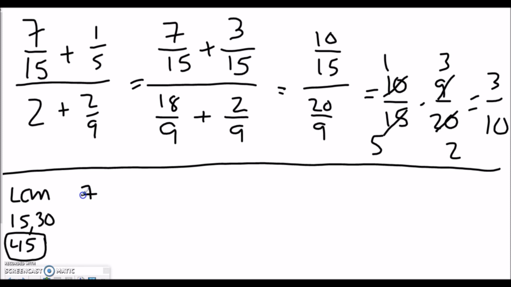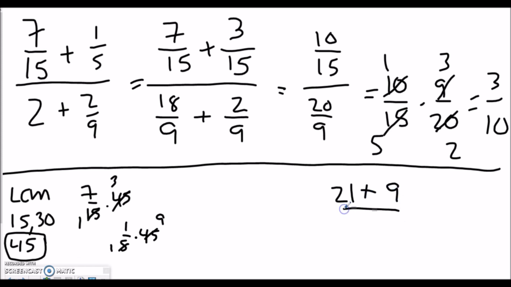So if I do 7 over 15 times 45, those reduce to a 3 and a 1. 7 times 3 is 21. In fact, I'm going to move that over a little bit. My next fraction, 1/5 times 45, that reduces to a 9 and a 1. 1 times 9 is 9. On the bottom, 2 times 45, now that's a big number, but that's okay. I can handle it. 90.